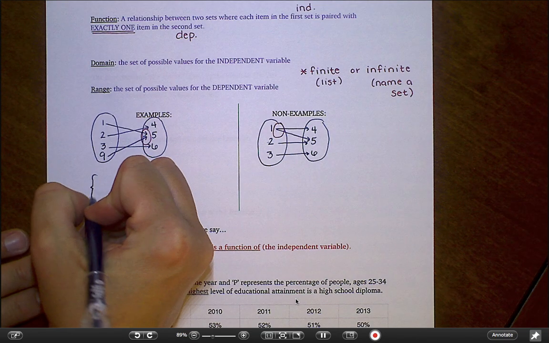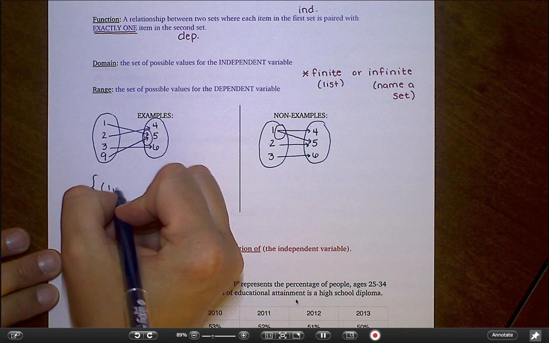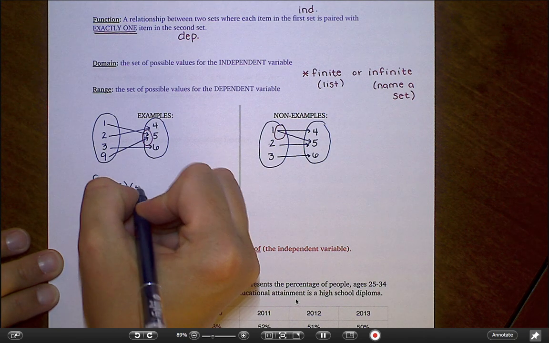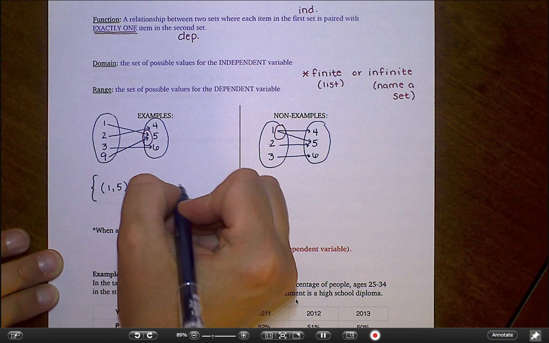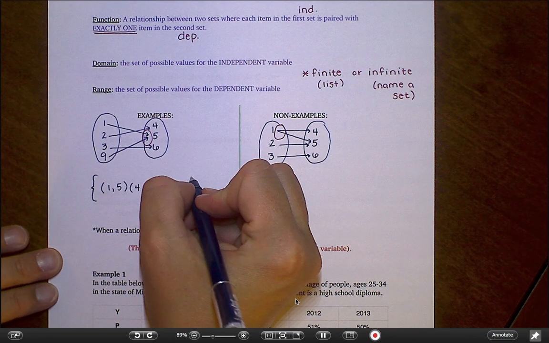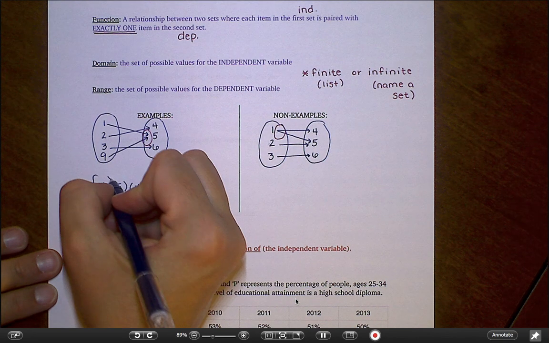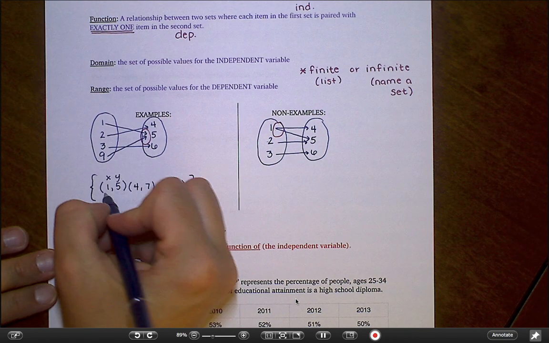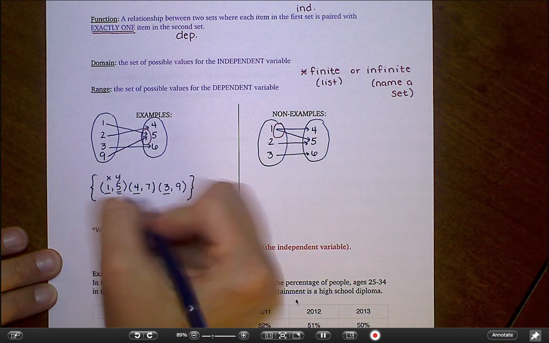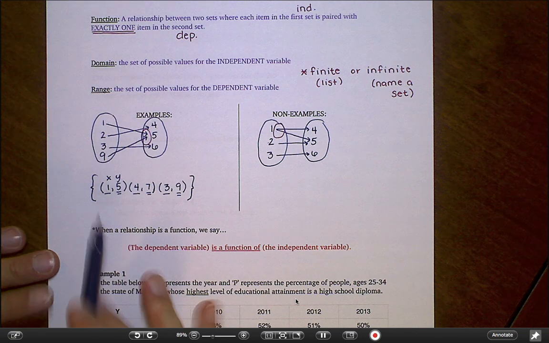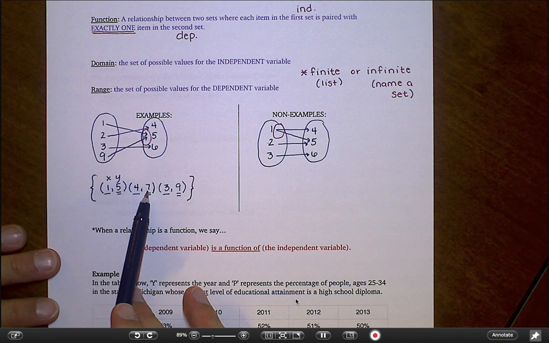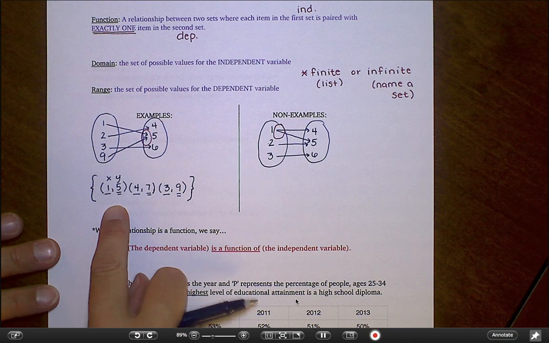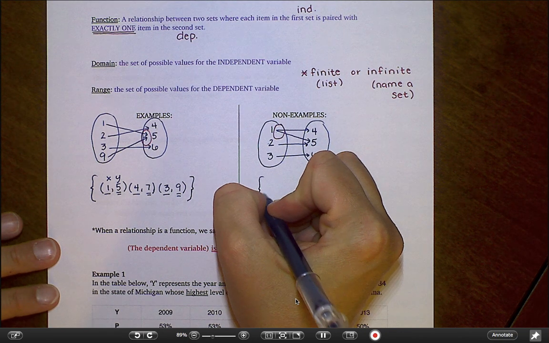So I might list a function like 1 comma 5, 4 comma 7, and 3 comma 9. And that is a function. Here we're matching up x's with y's. So all of my x's would represent my domain and all of my y's would represent my range. And you'll notice that every x value only gets matched up once. So 1 is only matched up with 5. 4 is only matched up with 7. Okay?